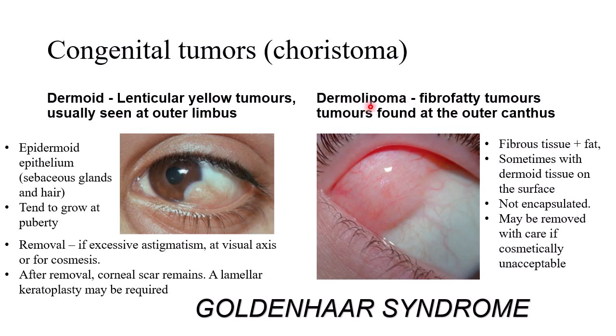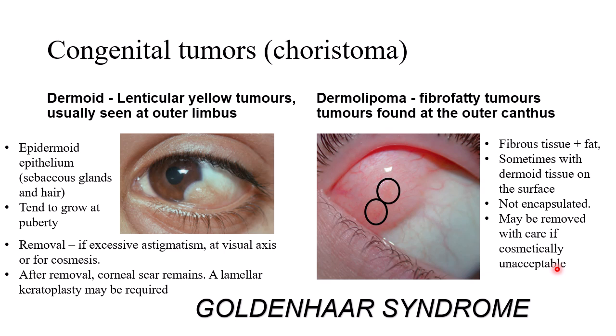Now this one is a dermolipoma. This is a fibrofatty tumor found at the outer canthus. It is a soft fibrofatty tumor, fibrous plus fatty tissue, sometimes with dermoid tissue on the surface, so you might see hair and fat over here. I've just highlighted the fatty part. It looks slightly yellowish in color. It is not encapsulated, and this may be removed with care if cosmetically unacceptable.